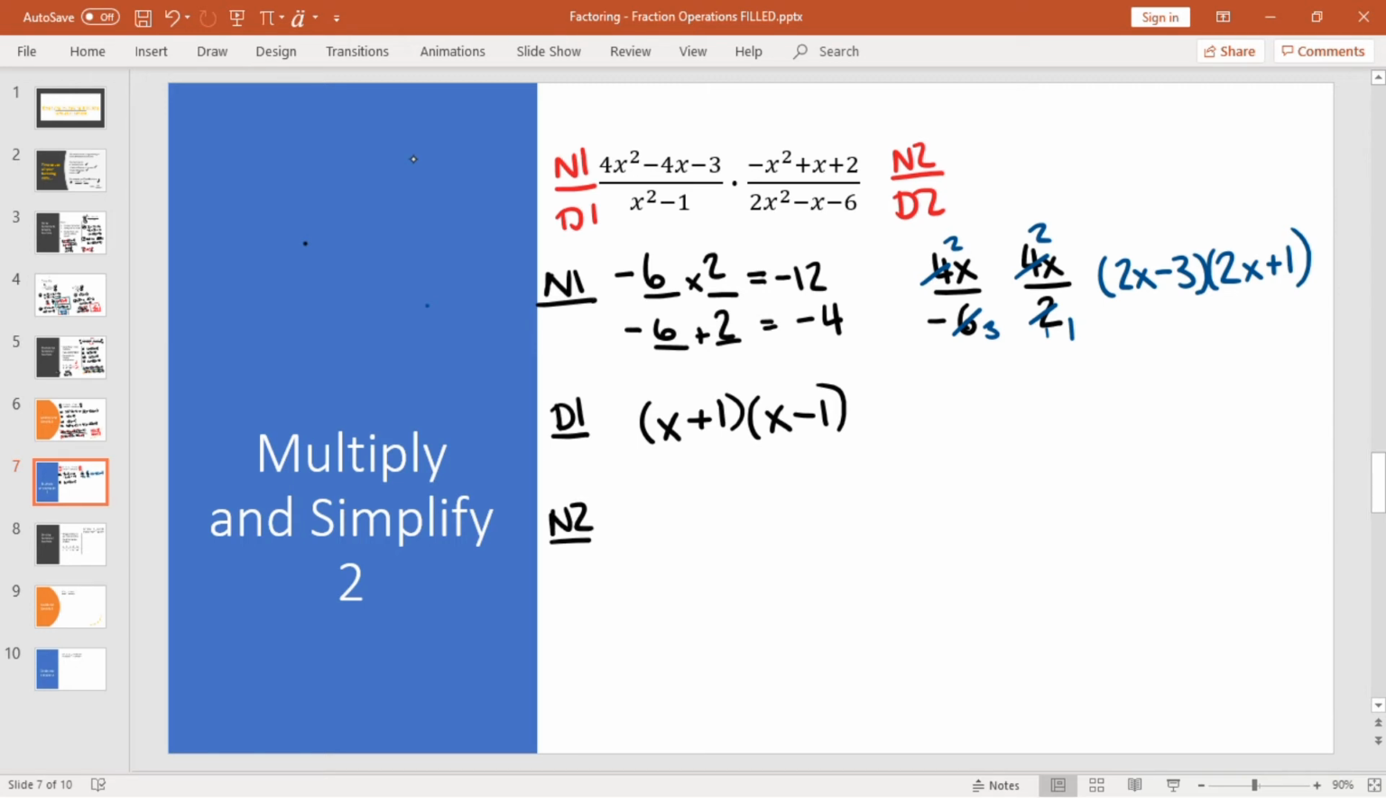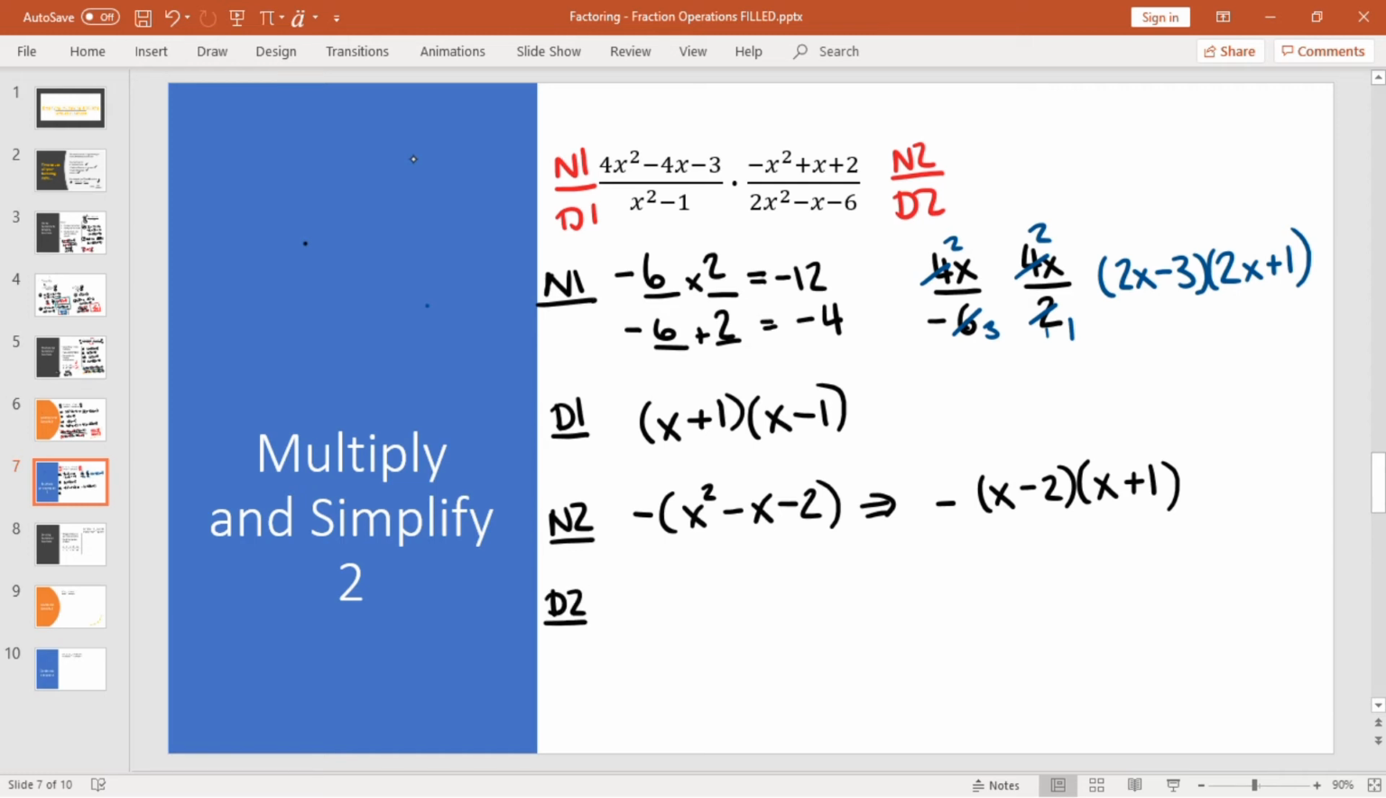Numerator 2. Looks simple, but there's a negative in front. Factor that out. Changes the sign of everything in there. And if you factor that, negative stays in front. X minus 2, x plus 1. And denominator 2, not as awesome.